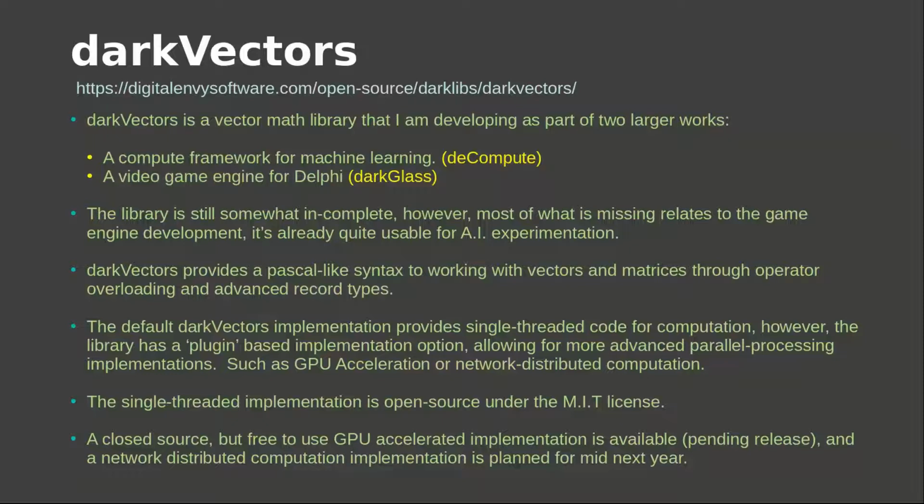Dark Vectors provides a Pascal-like syntax for working with vectors and matrices through operator overloading and advanced record types. So you can declare a variable of type vector, and you don't need to worry too much about the elements of that vector. You can just add vectors together as though you were adding scalar values with an addition operator. That makes it convenient to work with vectors and matrices.